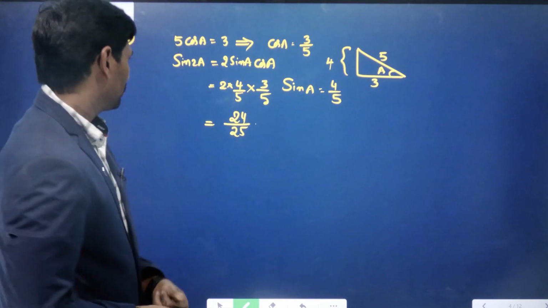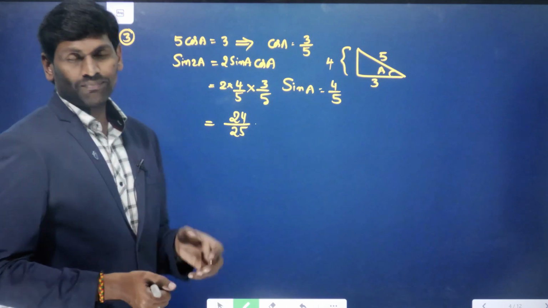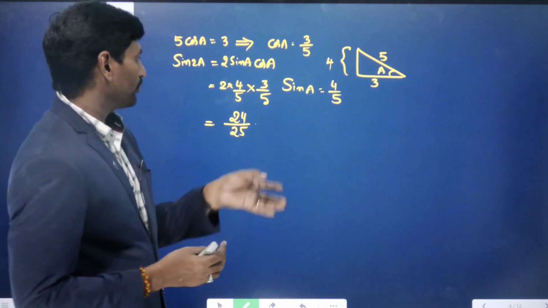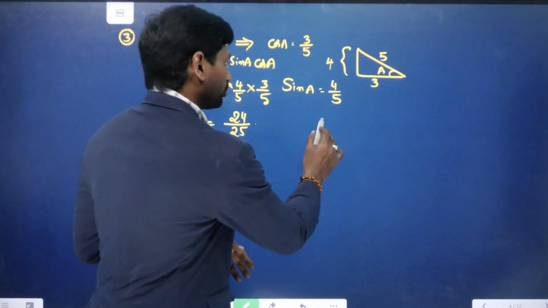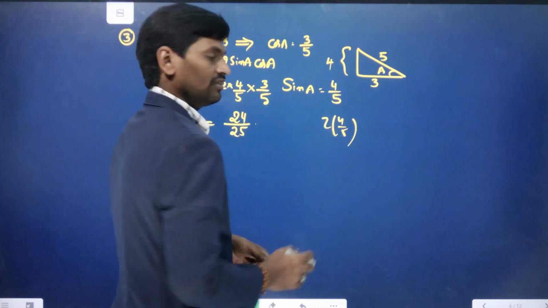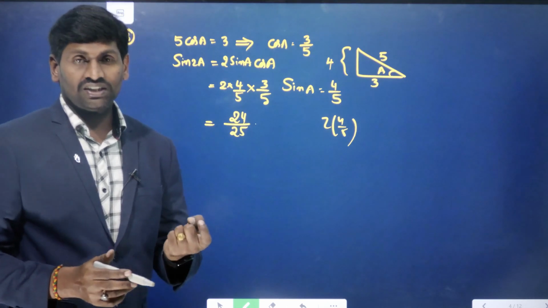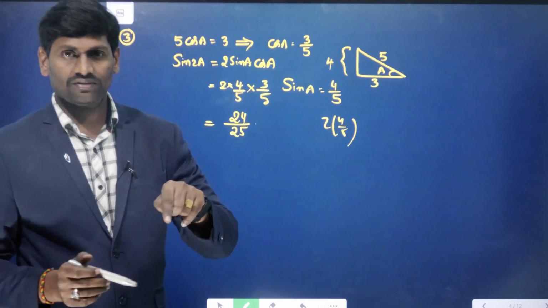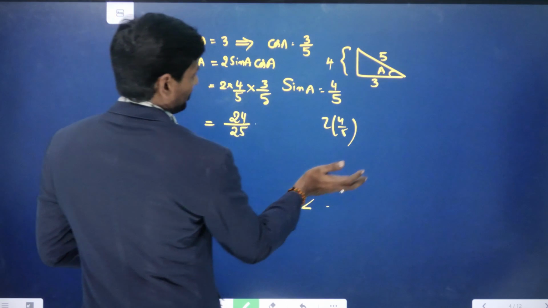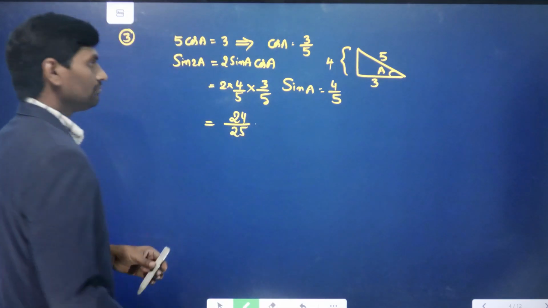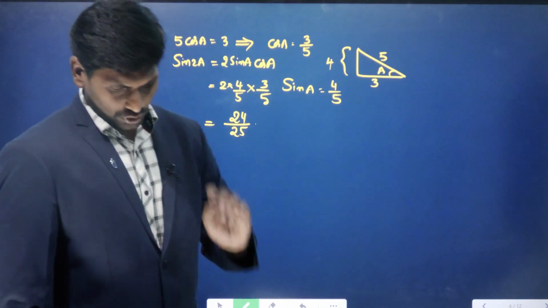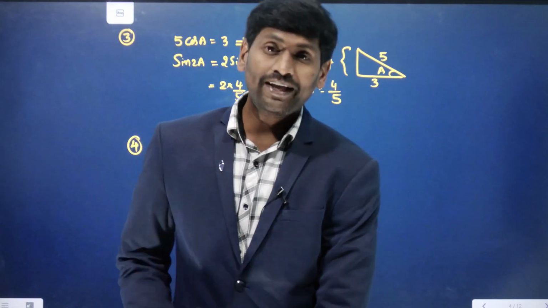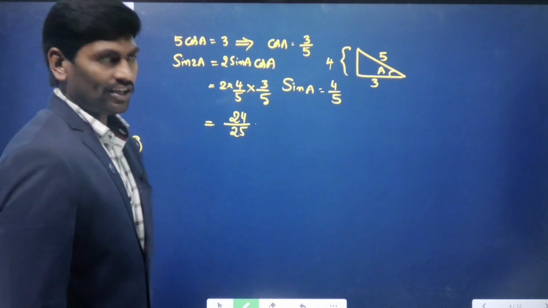Okay? Right. So usually the most common mistake is this: if you know that the sin A value is 4 by 5, for the sin 2A value all are doing 2 into 4 by 5. Sin 2A is not equal to 2 sin A. The formula is 2 sin A cos A, not 2 sin A. Okay. So question number 4. The fourth question is tan A value is 4, then tan 2A value we are asking.